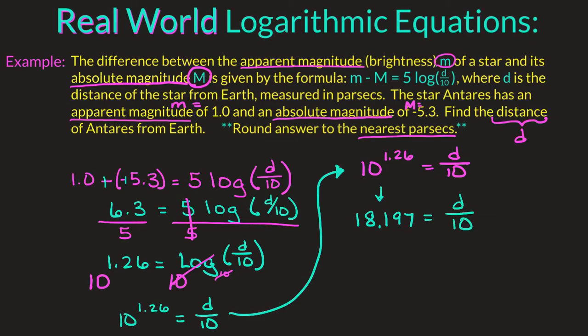Here we can multiply both sides by the denominator, and that will give us d by itself. So d equals 10 times our 18.197, which would give us 181.97. Our directions say to round to the nearest parsecs. We're going to say that distance is approximately 182 parsecs from Earth.